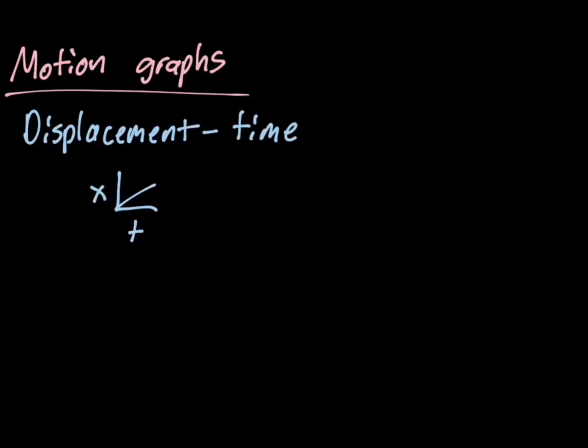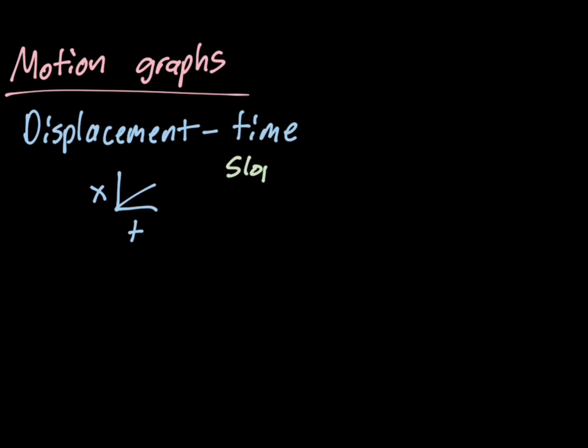The last thing we have to look at are motion graphs. All right, and these show how two variables are changing over time. And the important thing to understand when looking at motion graphs are the slope and what the area under the graph represents, because these will change for the type of graph that we have. The first type of graph that we have is the displacement time graph. So how the displacement changes as the time changes.